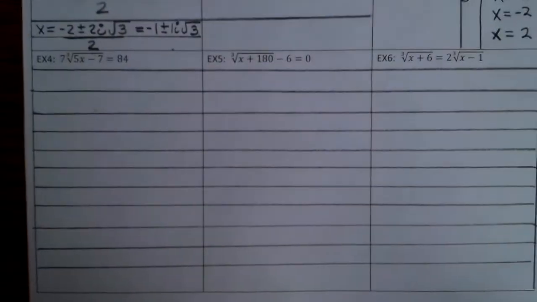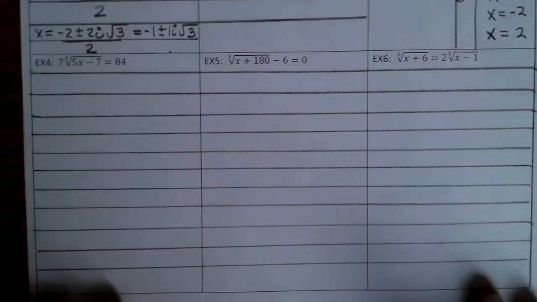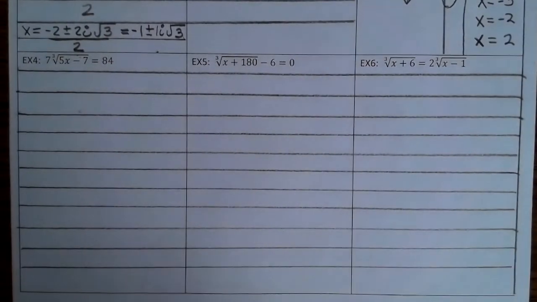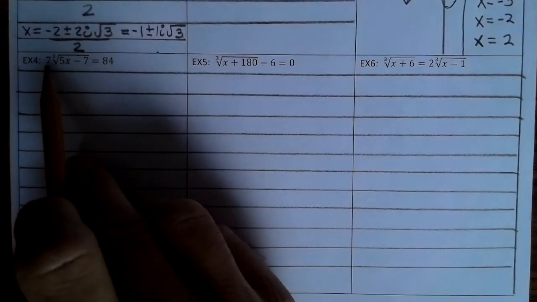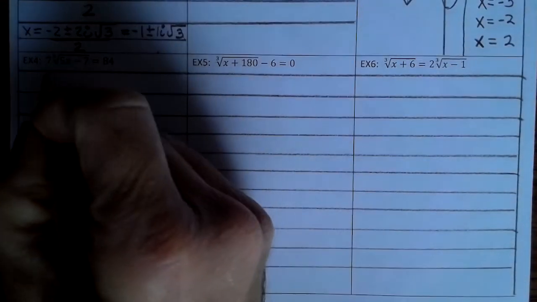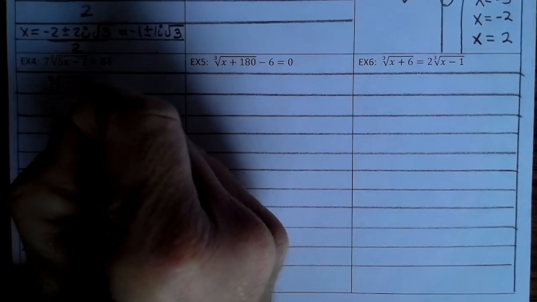All right, example 4. So we're going to solve. The first thing we do is divide both sides by 7. So then that's the cube root of 5x minus 7 equals 84 divided by 7 is 12.